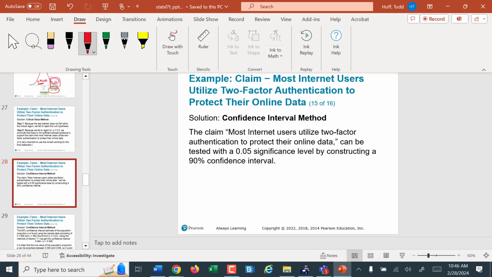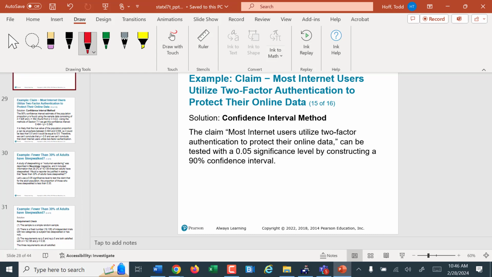So the confidence interval method. Now, like we said, the confidence interval method is a little sloppy. It's not always going to give us a result consistent with the p-value or critical value method. P-value and critical value method will always be the same as each other. The confidence interval is off by just portions of a percent, but it's going to be enough that I don't recommend using it.